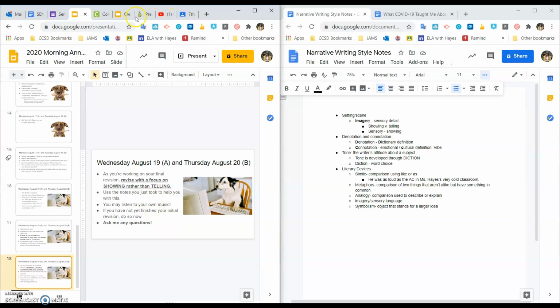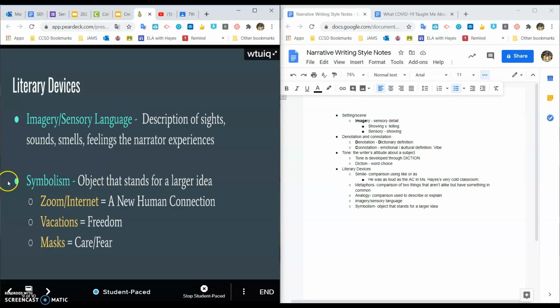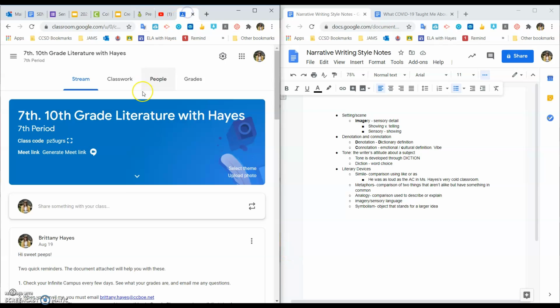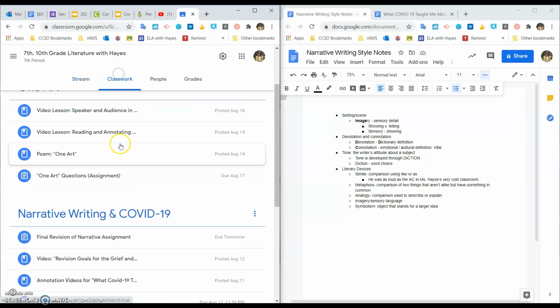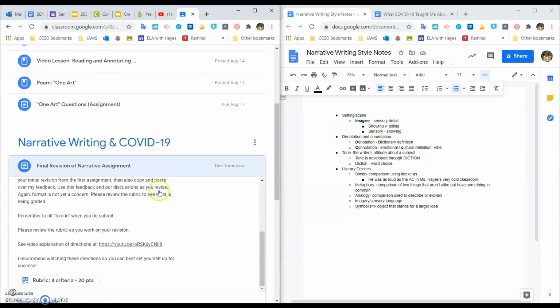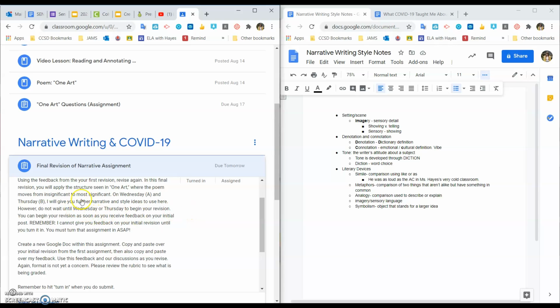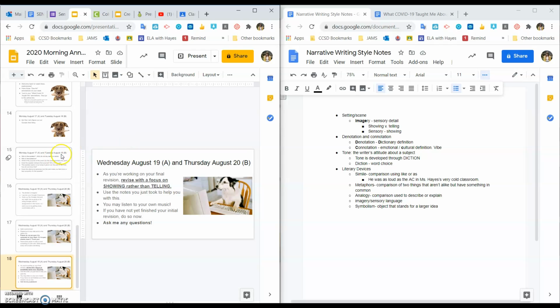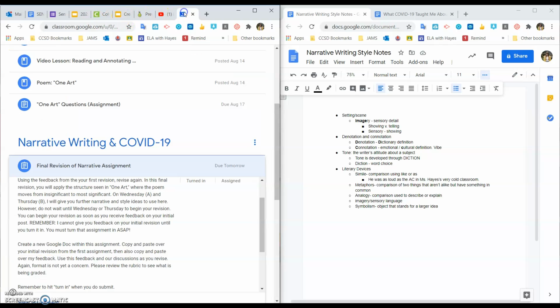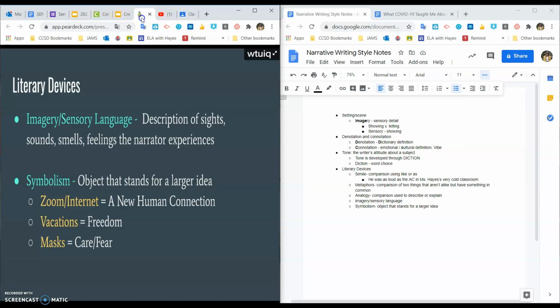Now, you weren't using all of these notes. That would just be crazy. You're using a few of them to help you show your reader. And you're doing this over in the final revision assignment. And remember, I got a video over here showing you how to do this final revision. But when I refer to here the directions, I refer to the further narrative and style ideas. These are those narrative style ideas to use to help you as you are showing rather than telling. You're focused on making things clearer for your reader.